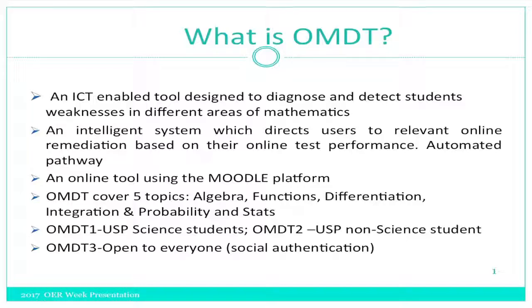Okay, the OMDT is developed using the Moodle platform, and the OMDT covers the 5 major topics: algebra, functions, differentiation, integration, and probability and statistics. Currently, there are 3 versions of the OMDT running. The first one is OMDT 1. This is specifically made for USP students, science students, and OMDT 2 is for USP non-science students. From this semester, this has been made compulsory to all Degree 1 students enrolled only in the degree program. The third one, that is OMDT 3, this is the one that's open to everybody, and anyone can enroll into OMDT 3 using social authentication.